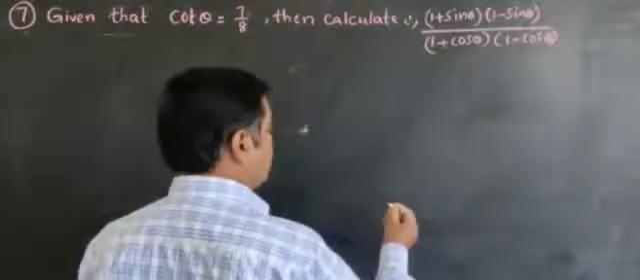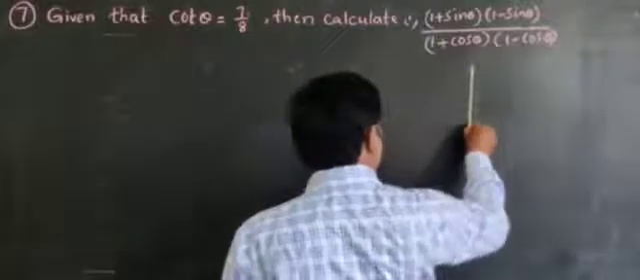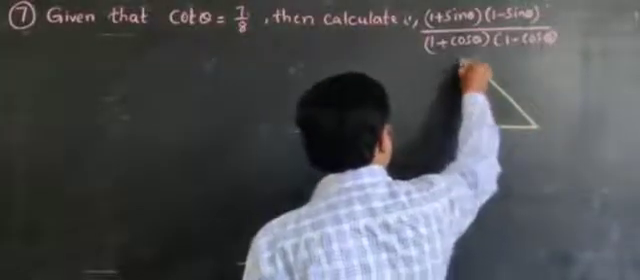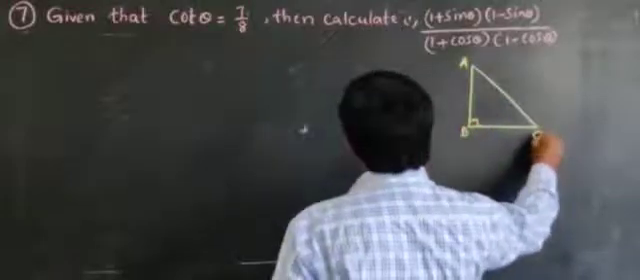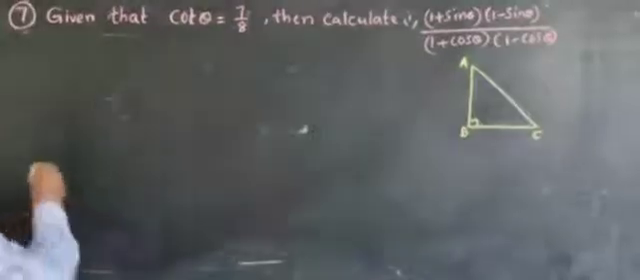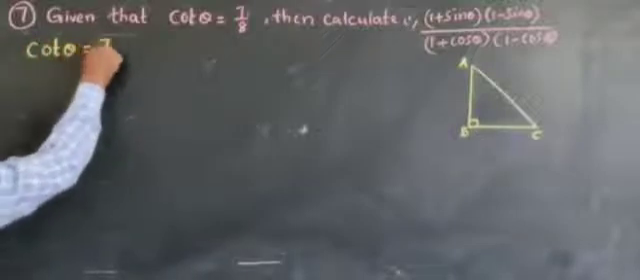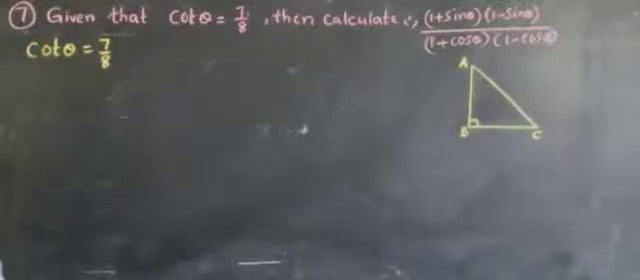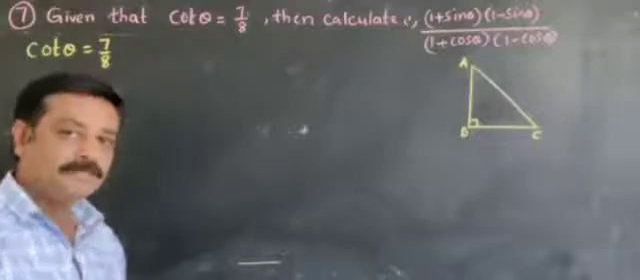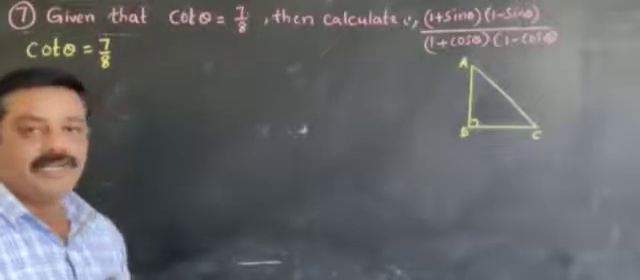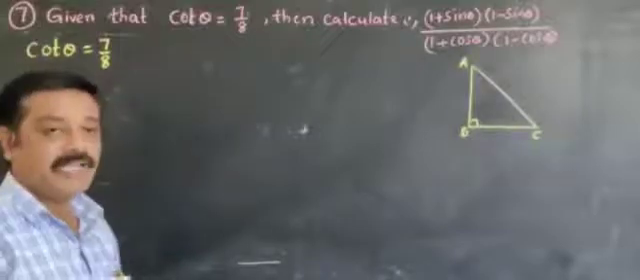Okay, first of all I am going to construct the right angle triangle. This is the right angle triangle ABC. Given that cot theta is equal to 7 by 8. Cot theta means what? Adjacent side to the theta by opposite side to the theta.